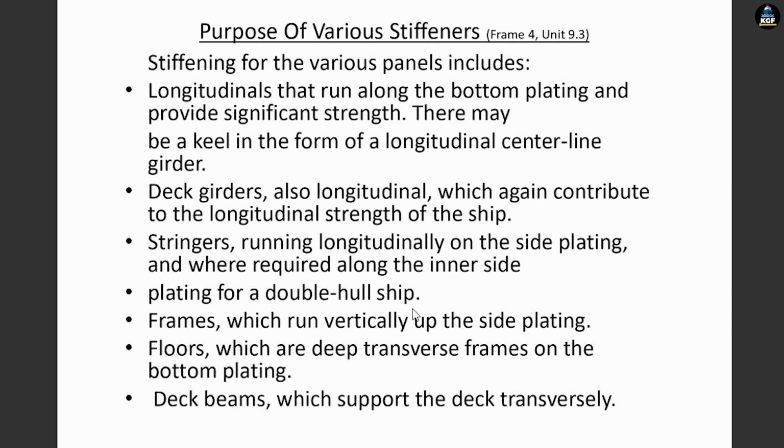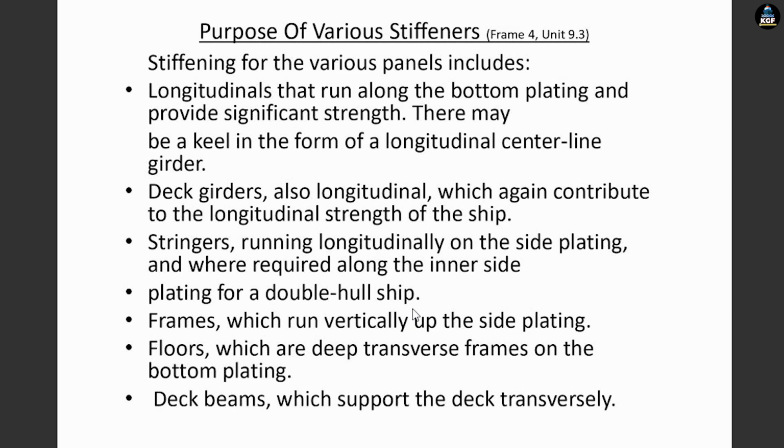So purpose of various stiffeners will be longitudinals that run along the bottom plating and provide significant strength. Deck girders also longitudinal, which again contribute to the longitudinal strength of the ship. Longitudinal strength of the ship means the strength that is provided by the longitudinal frames from the forward to the aft. Stringers running longitudinally on the side plating and where required along the inner side.